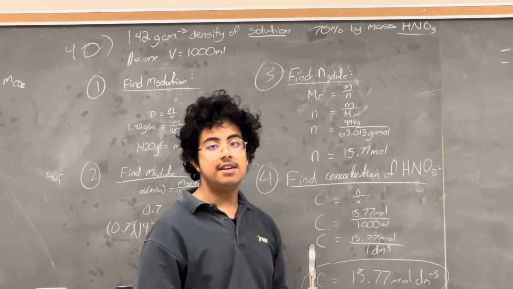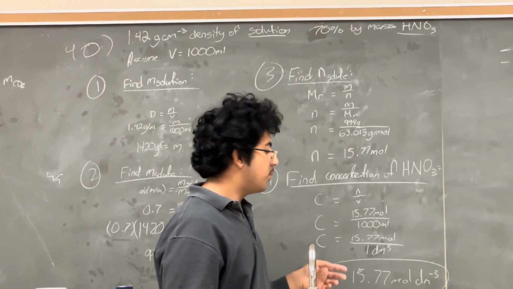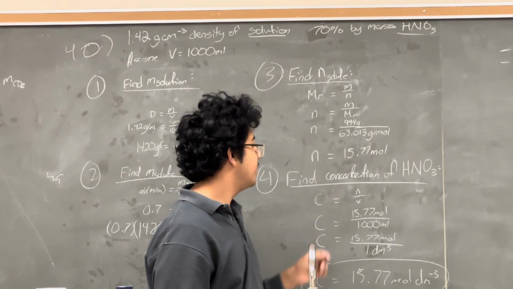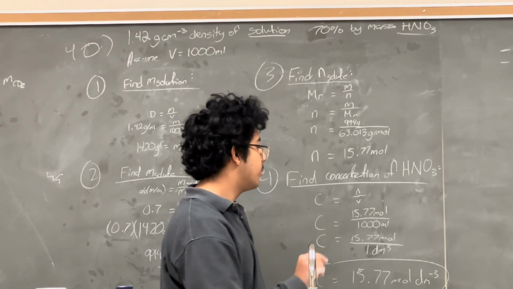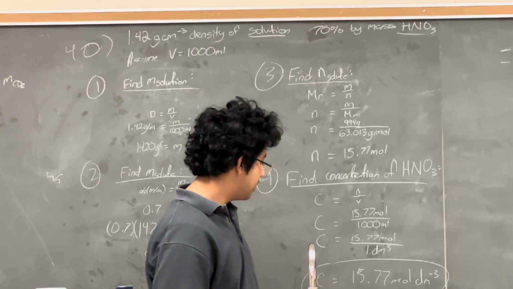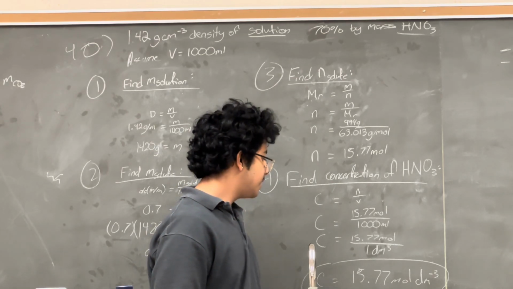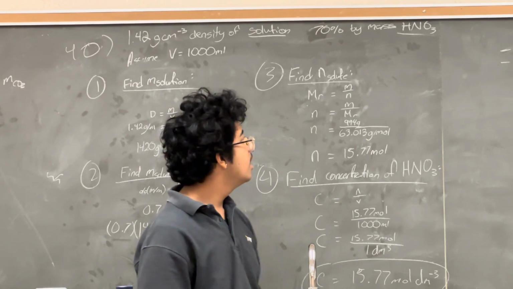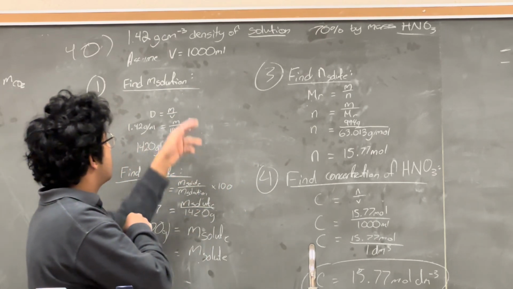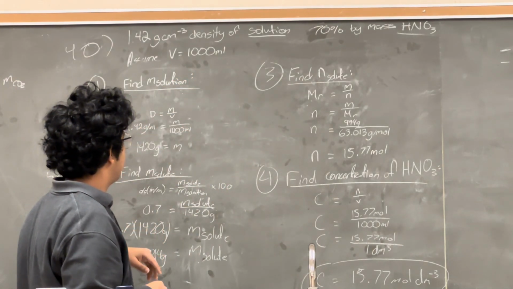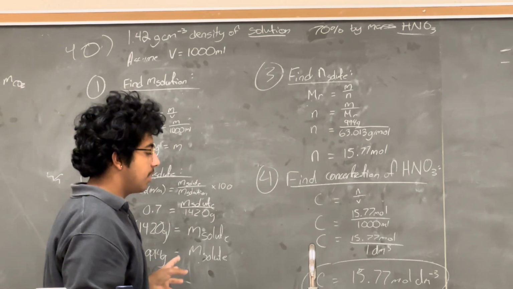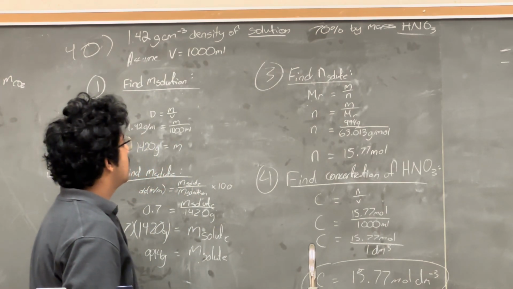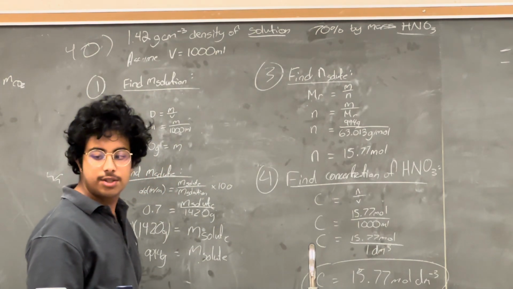The question wants it in dm cubed, and 1 liter equals 1 dm cubed. So this is 15.77 moles over 1 dm cubed, which can be written in our final answer as 15.77 moles dm to the -3rd power. So if you didn't do 1,000 milliliters from the start, almost all of these numbers are going to look different until you get to the final step here. But yeah, that's how you solve question 40.